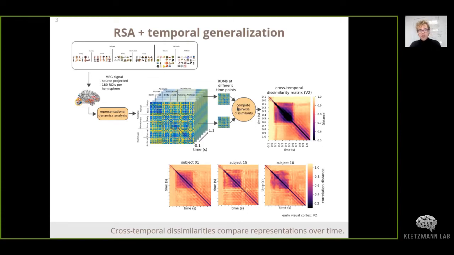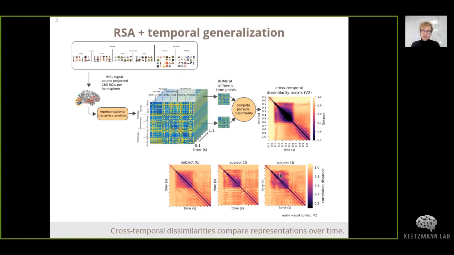Coming from there, we can compare the resulting RDMs between all different time points, which results in such a cross-temporal dissimilarity matrix that you can find here for the early visual region V2. Here displayed as the grand average of all subjects, and here in the bottom you can find it for 3 exemplar subjects. What one directly notices here is a higher similarity, for example, between representations during the stimulus presentation compared to, for example, those following the stimulus presentation. So to sum up, the cross-temporal dissimilarities compare representations over time.